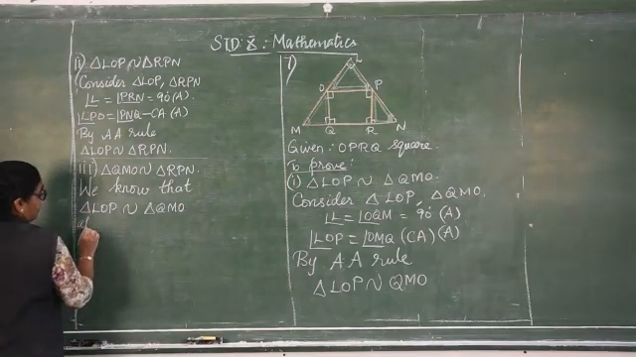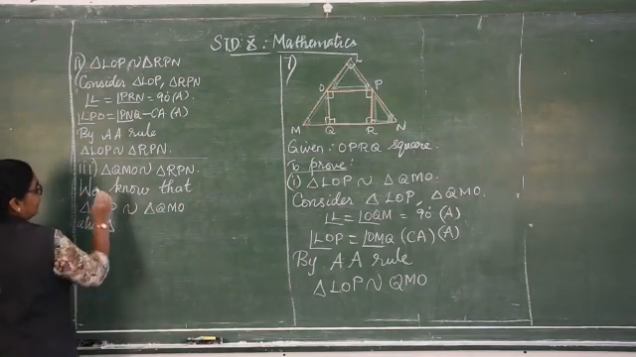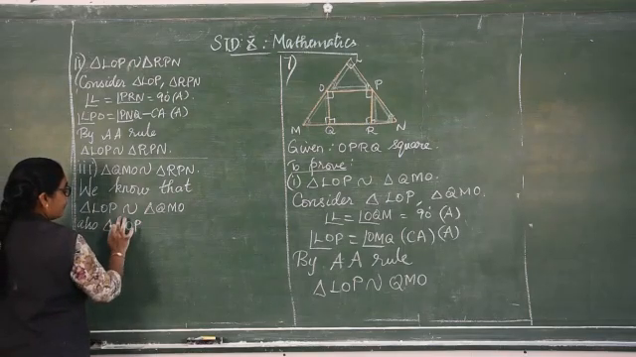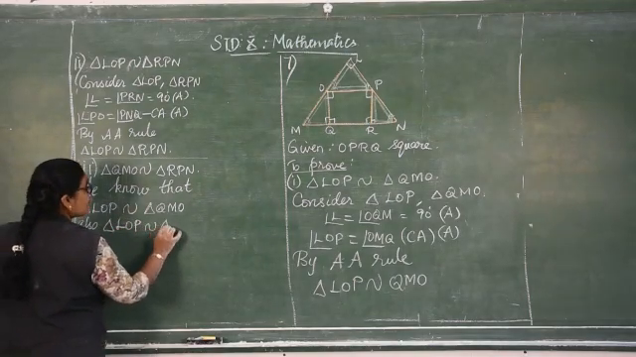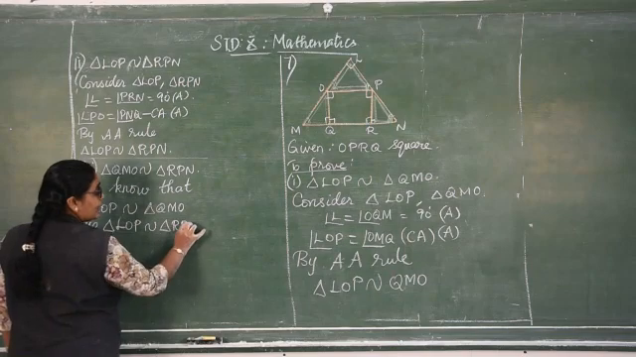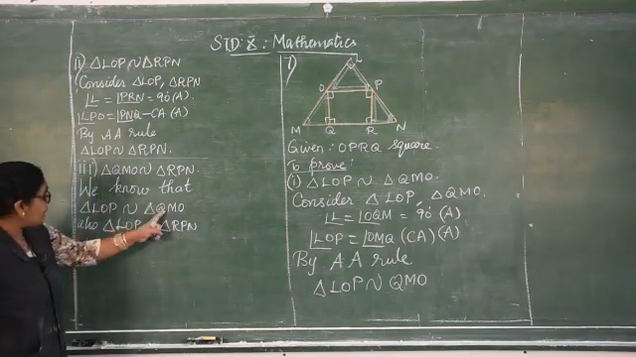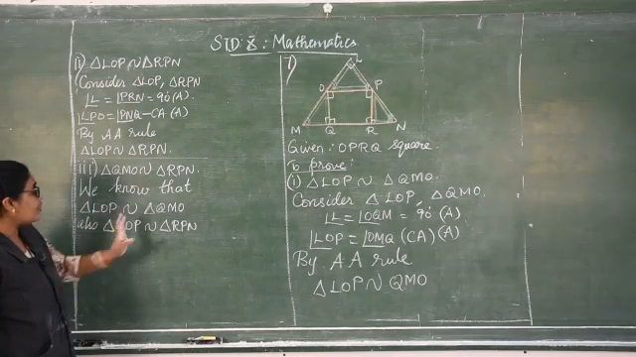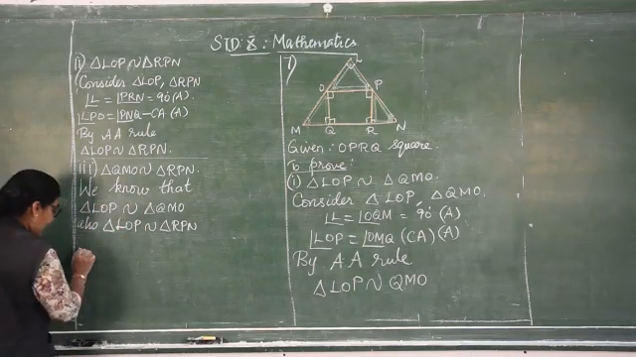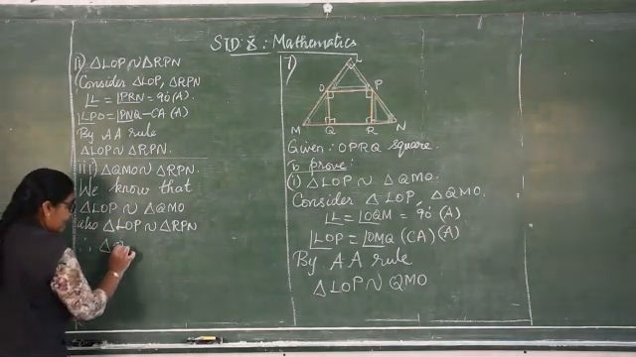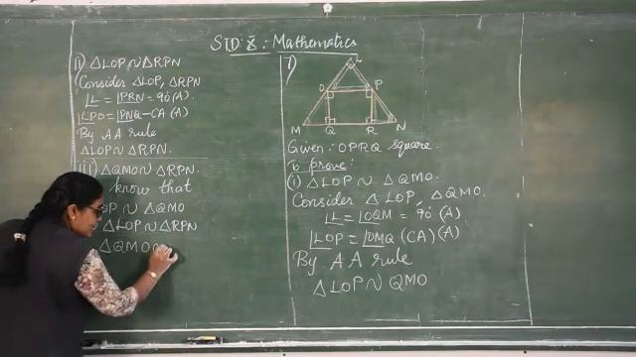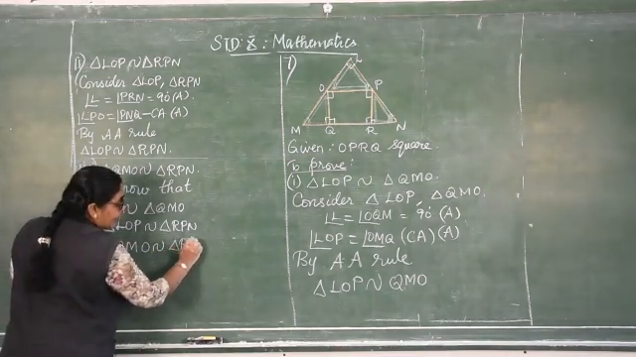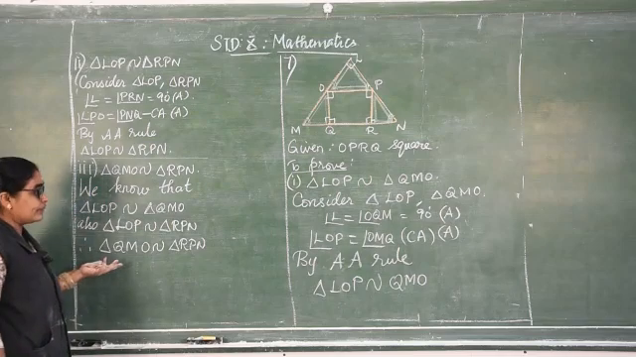Also, triangle LOP is similar to triangle RPN. So LOP is similar to this one, LOP is similar to this one, left hand side are same. What happened to right hand side? So therefore triangle QMO is similar to triangle RPN. Directly I am writing that's all.